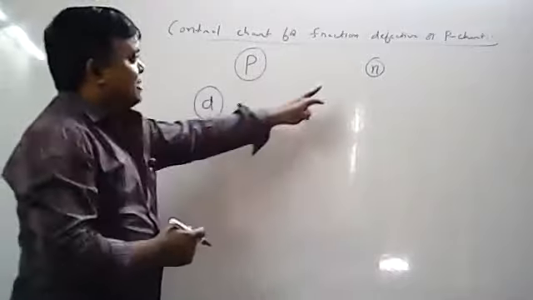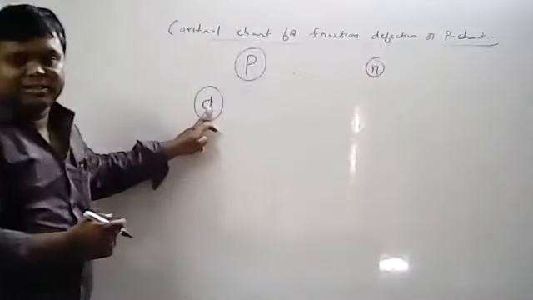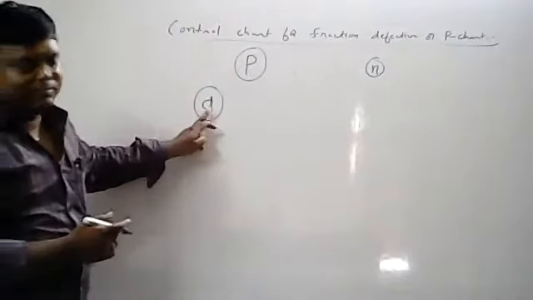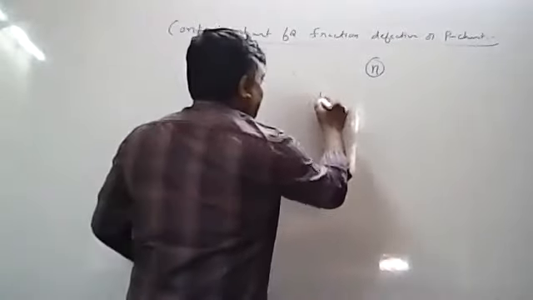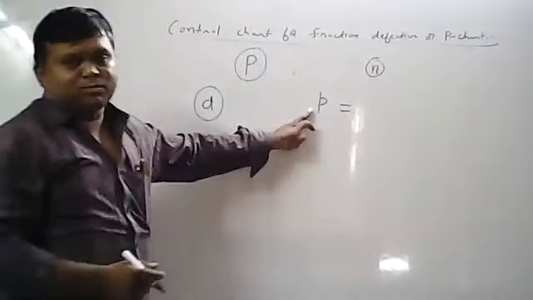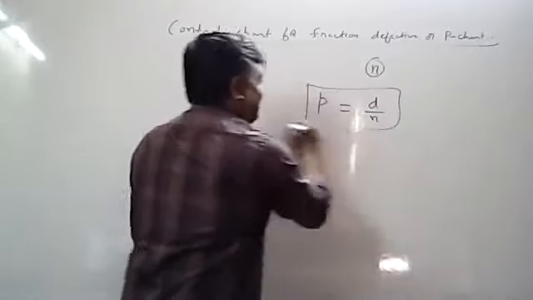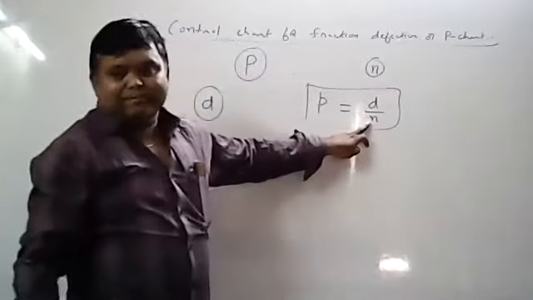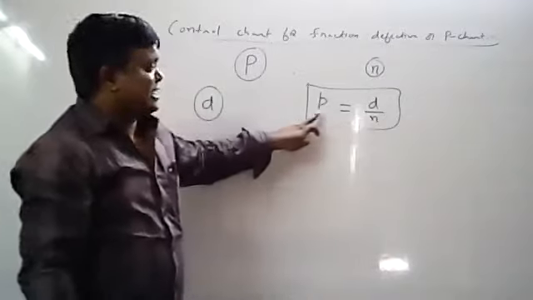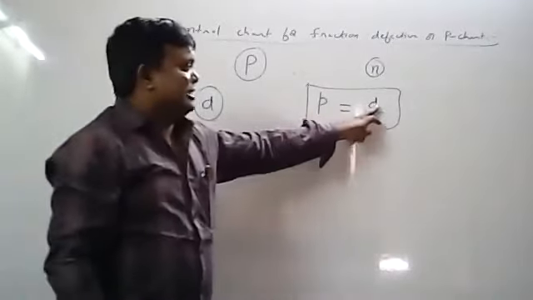So what is that? I am considering a sample of size N, and let D be the number of defectives. Then the sample proportion defective is denoted by small p. What is the small p formula? D by N, the number of defectives out of sample N, is called the sample proportion defective. So the small p formula is D by N.